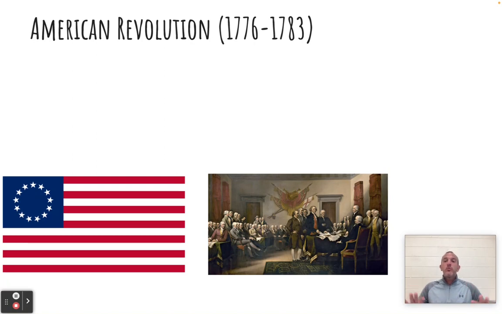I'm assuming that most of you have learned this multiple times in your life. My daughter, when she was in fourth grade, they did an American Revolution play. I'm sure that you've talked about this over the years. So I'm just going to keep this short and sweet.